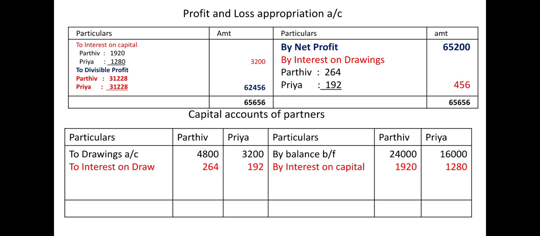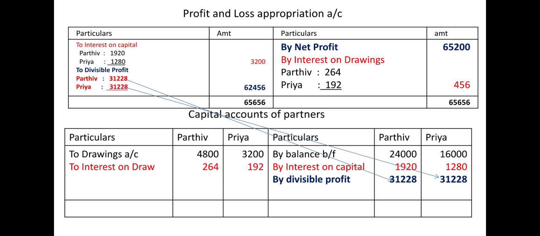And they are equal partners, student. So I have distributed the profit equally. So each partner will get 31,228. Okay, now that profit will be transferred to the capital account of partners on the credit side. So you can see I have transferred it on the credit side by divisible profit. Okay, so the P&L appropriation account is totally over.